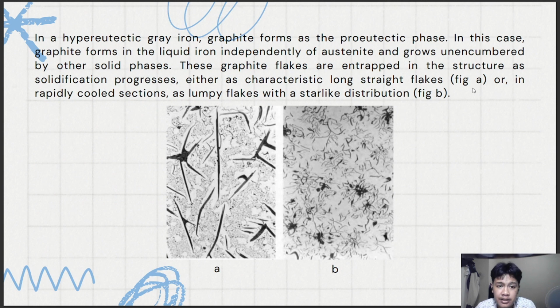In a hypereutectic gray iron, graphite forms as the proeutectic phase. Graphite forms in the liquid iron independently of austenite and grows unencumbered by other solid phases. These graphite flakes are entrapped in the structure as solidification progresses, either as characteristic long straight flakes or, in rapidly cooled sections, as lumpy flakes with a star-like distribution. Long straight flakes are like the picture in A, and star-like distribution is like in this B picture.